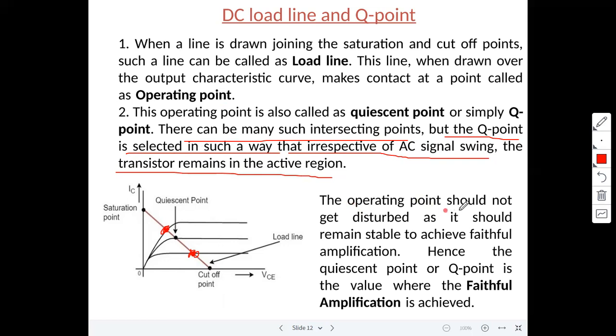The operating point should not get disturbed. It should remain stable to achieve faithful amplification. One more important point is that the operating point should not be disturbed. It should be stable. Why should it be stable? To achieve a faithful amplification. Hence, the Q point is the value where faithful amplification is achieved.